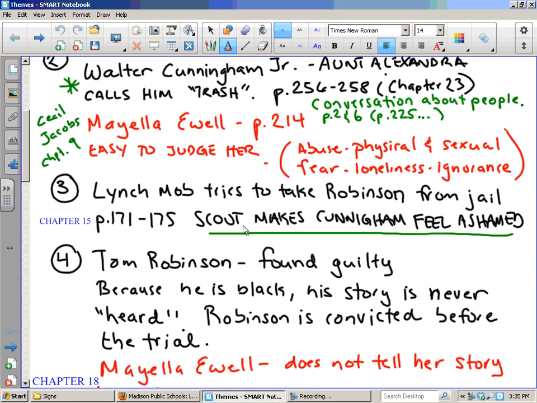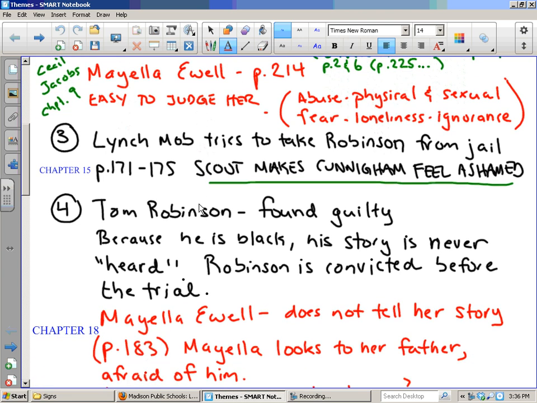In chapter 3, Scout makes Walter Cunningham Sr. feel ashamed. She's really simply trying to show courtesy and respect, which is actually number 8. The theme for number 8: show courtesy and respect for others always. Don't let others get to you. She's simply trying to be polite and respectful. But what she inadvertently does is wind up fighting her battle mentally rather than physically. And she shames the men in the lynch mob when they walk away.